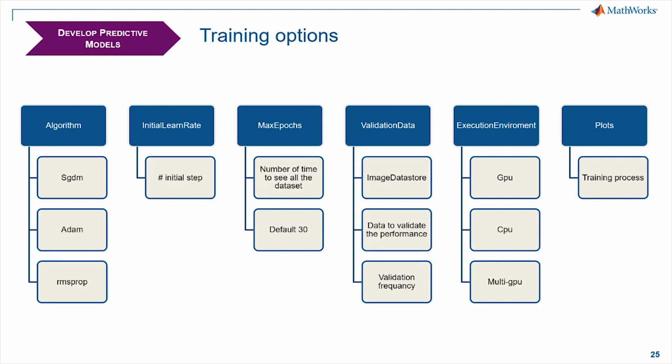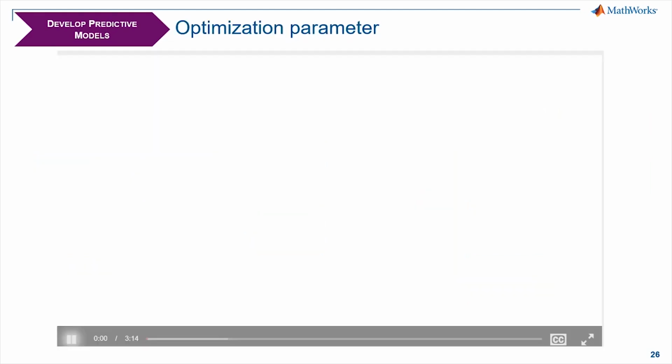And then last, the training process. This option allows us to see how well our net is performing with a graph. And the graph we will see after this little video.